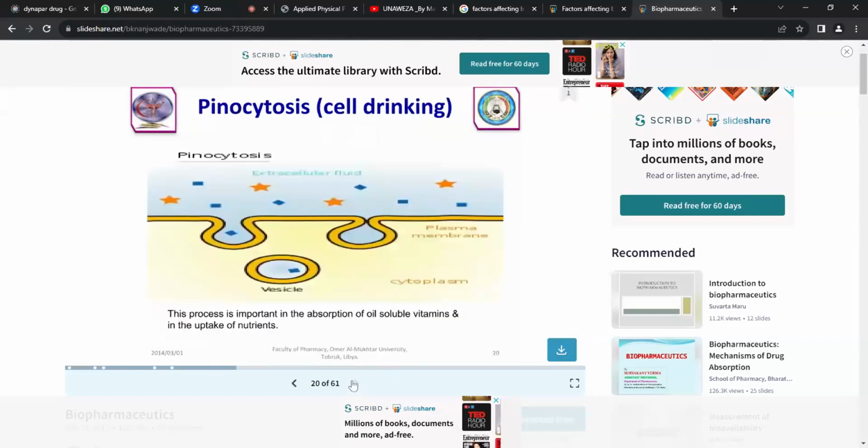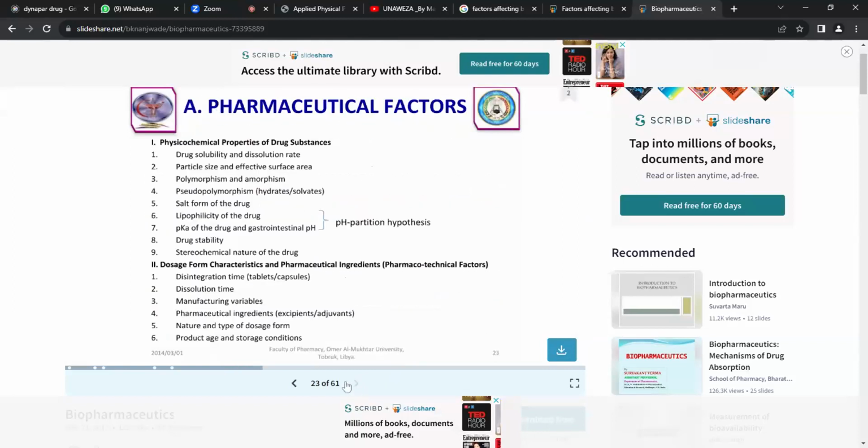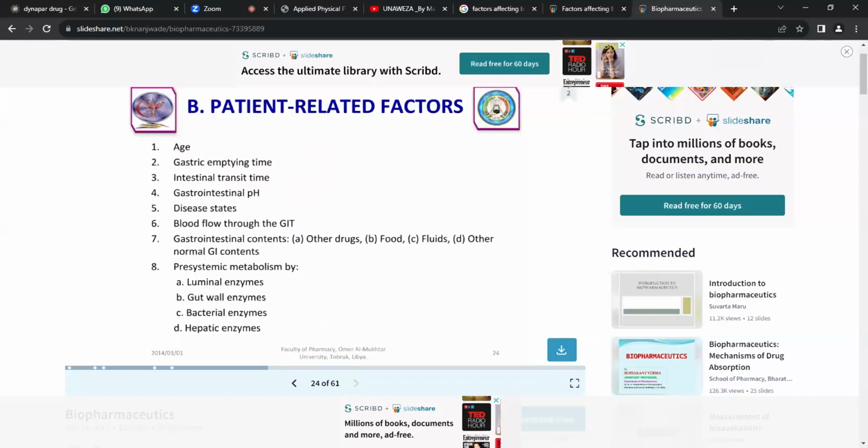absorption later. Kidogo. Yeah. So here we have the pharmaceutical factors: the drug solubility, the particle size, the polymorphism, salt form of the drug, ionization, lipophilicity, drug stability. Yeah. So there's also patient-related factors.